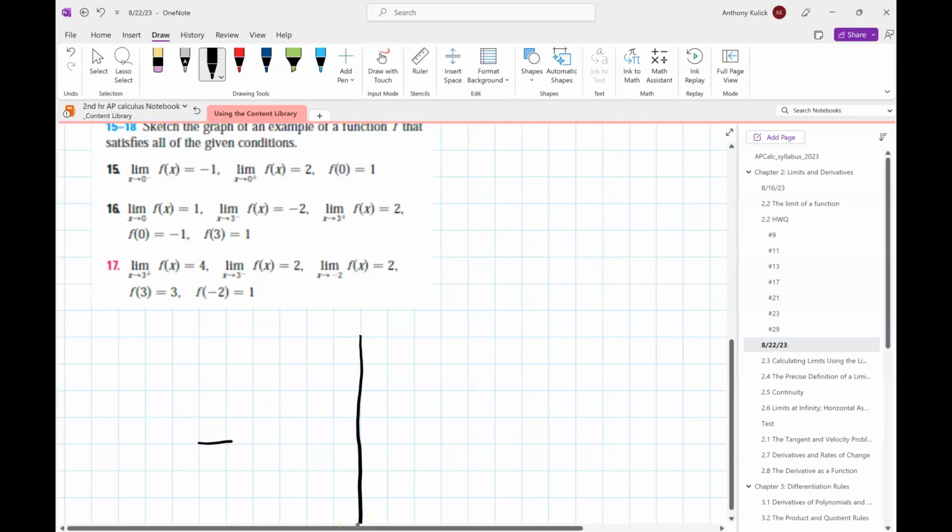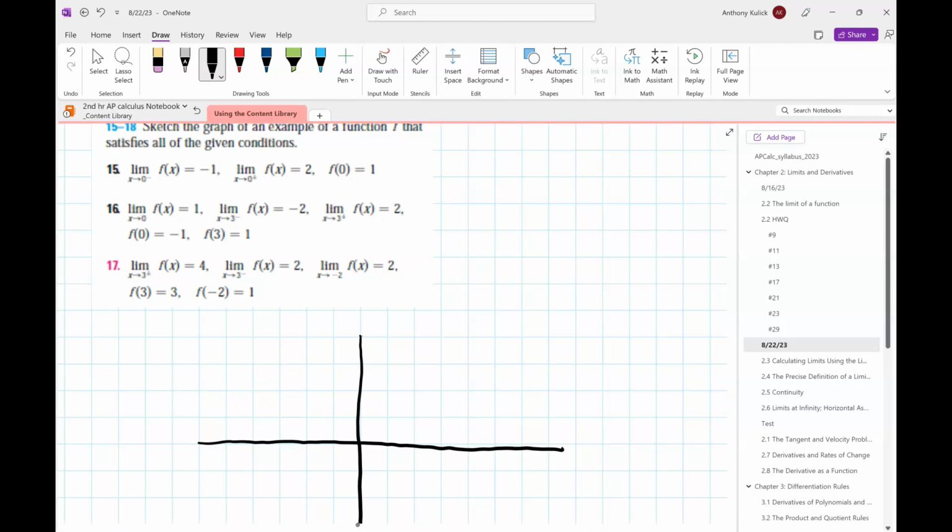So 17 says to sketch a possible graph of a function that satisfies the given conditions. I'm going to pause on the limits here and start by writing down f of 3 equals 3, so 3 over and 3 up. And f of negative 2 is equal to 1. I know those have to be points. Maybe they're connected to the function, maybe they're not. We'll see.